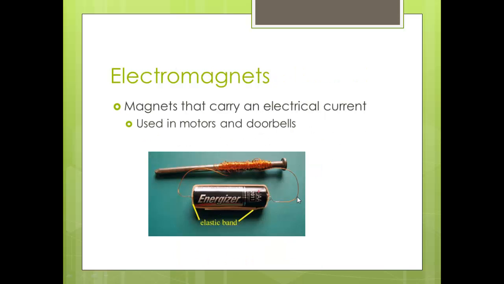So electromagnets. As you can see in the picture here, this is an electromagnet. You need a power source, a resistor or a rubber band, a conductor, which is the copper wire, wrapped into a coil around a nail. So this creates an electric current or an electromagnet.